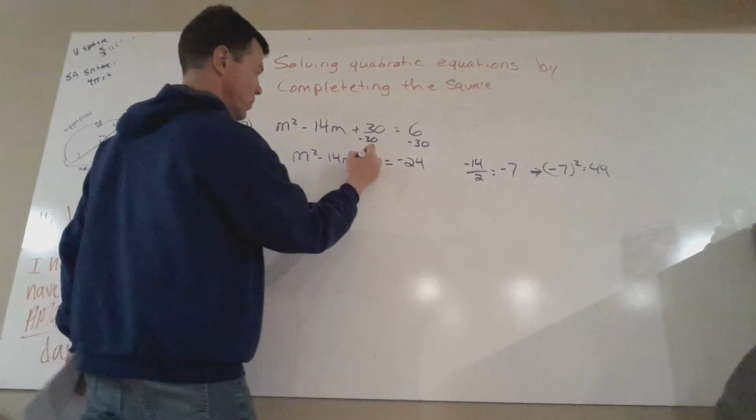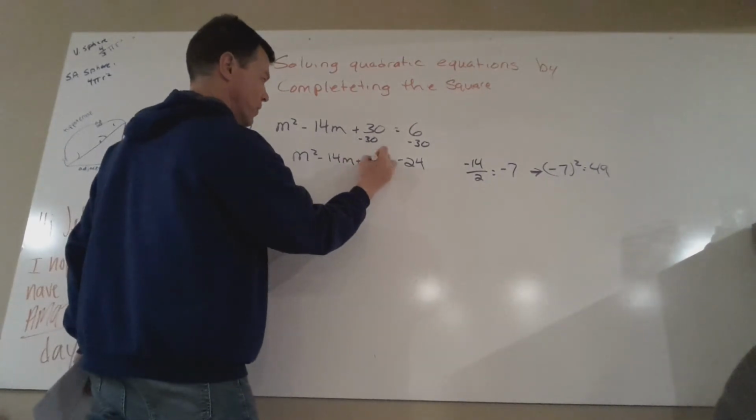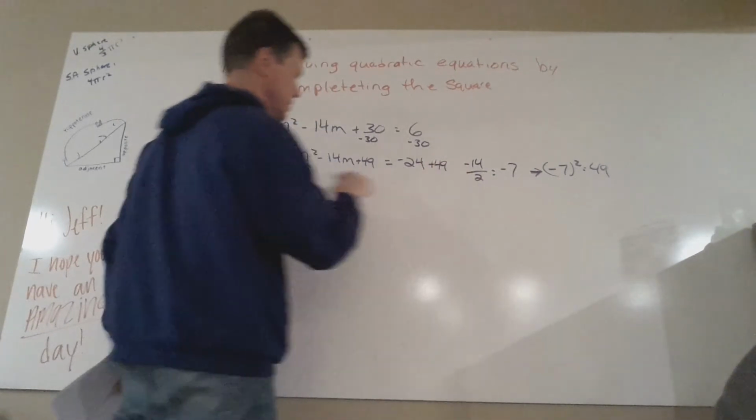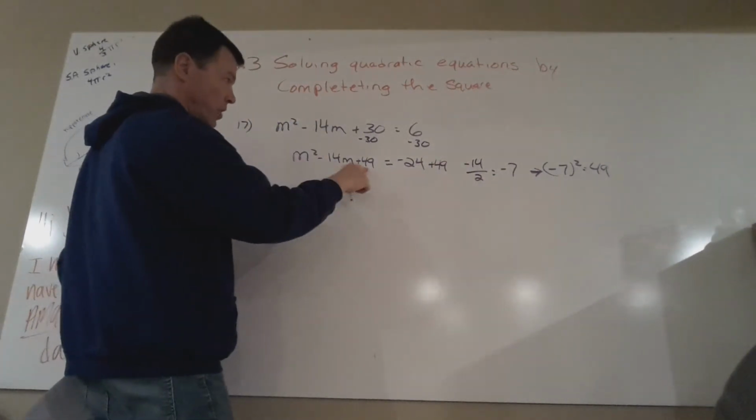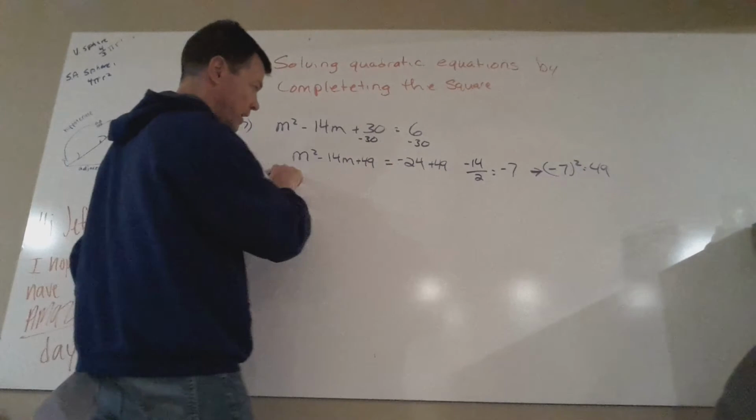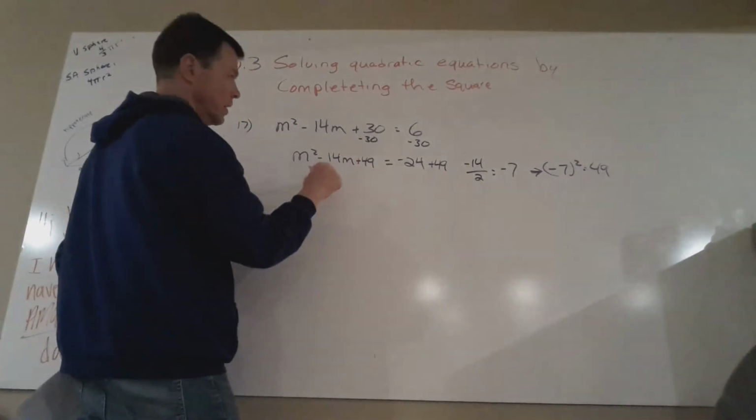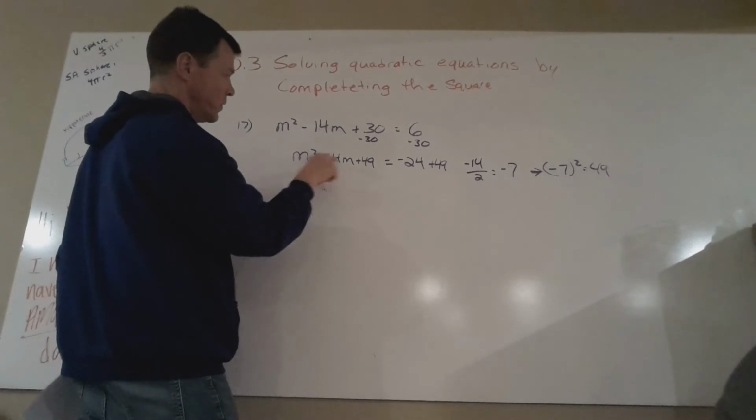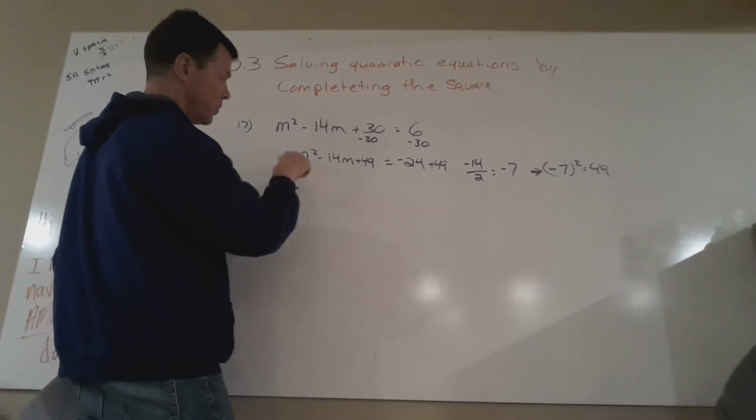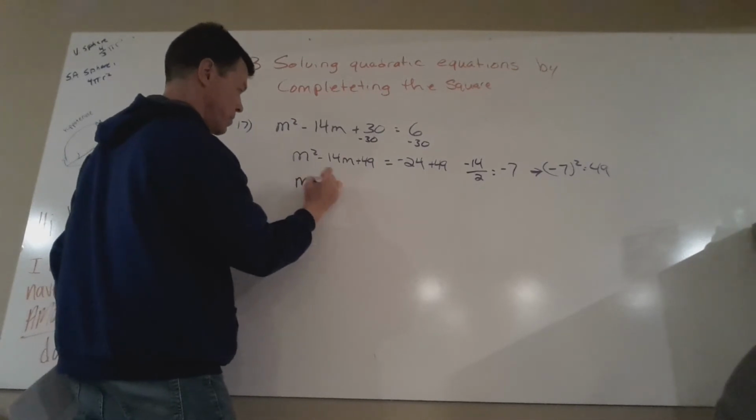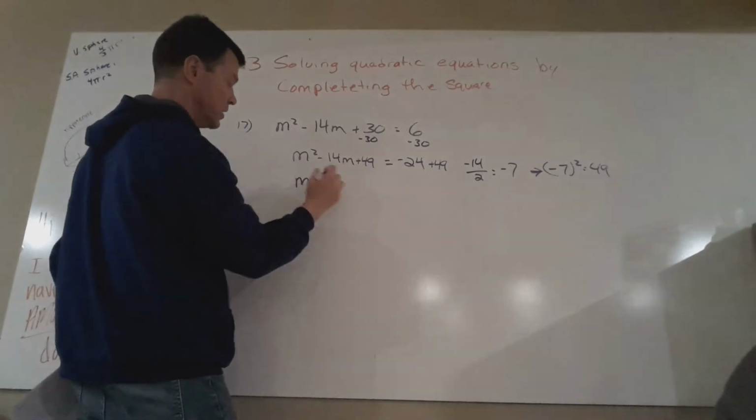So then add 49 to the left side, add 49 to the right side. We have a perfect square trinomial, and we can factor this, and then we can solve for all of this. All right, m squared minus 14m plus 49, perfect square, m minus 7. Square root of 49 is 7.